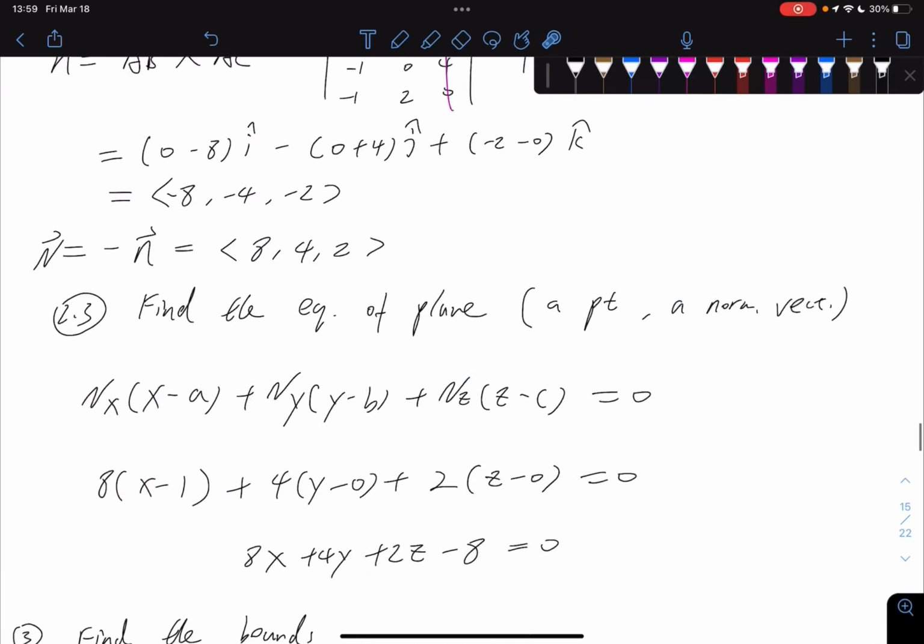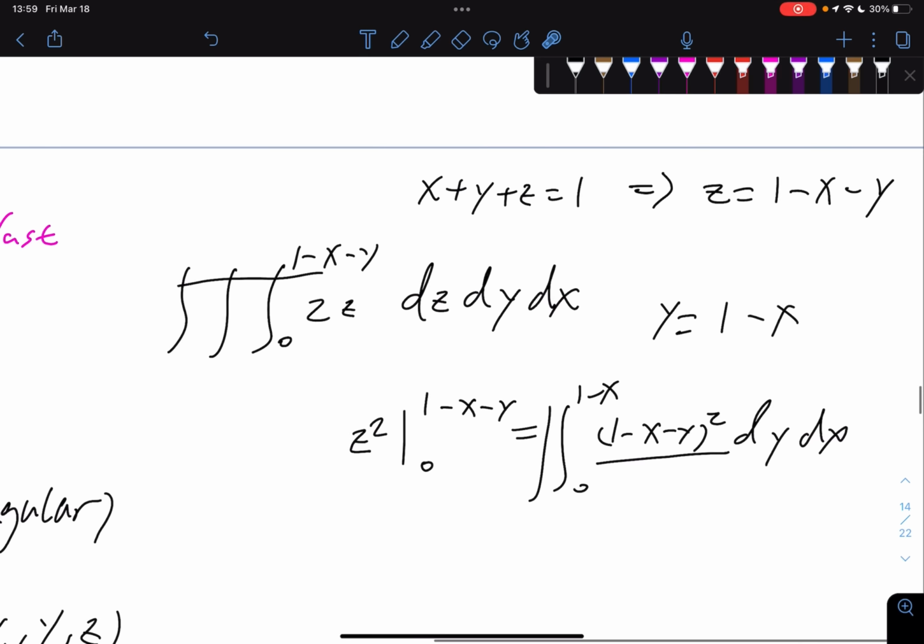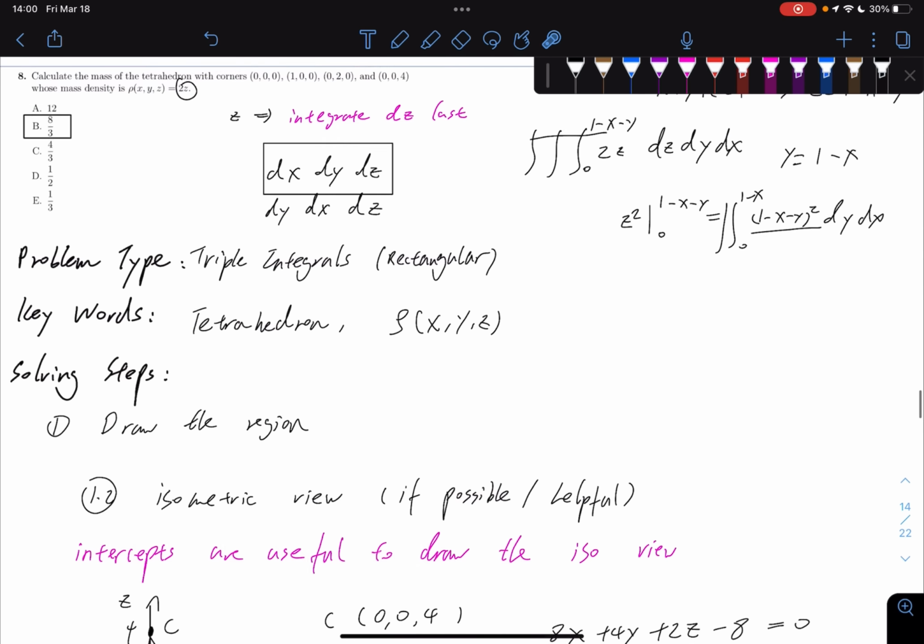As we demonstrated before, if we set up the wrong integration order, this integral is impossible to solve. So that is for question number 8.